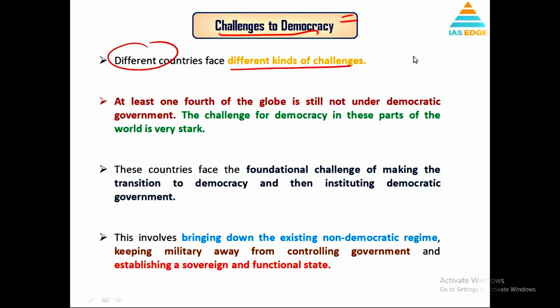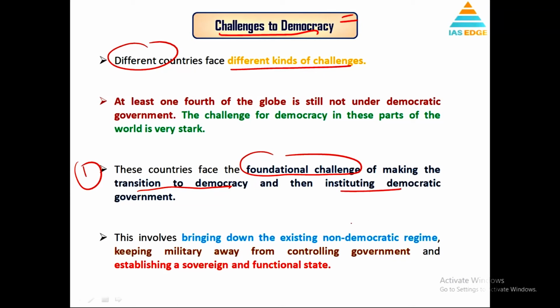Now let's talk about how different countries face different kinds of challenges. Challenges to democracy. So what are the challenges to democracy? Now this is what you expect in democracy. You want freedom, dignity, employment, development in a democracy. You want that people should be respected, but there are certain challenges also, right? And let's understand what the challenges are.